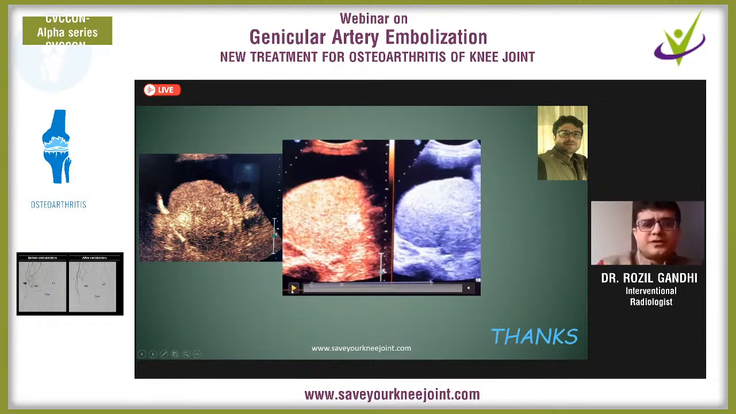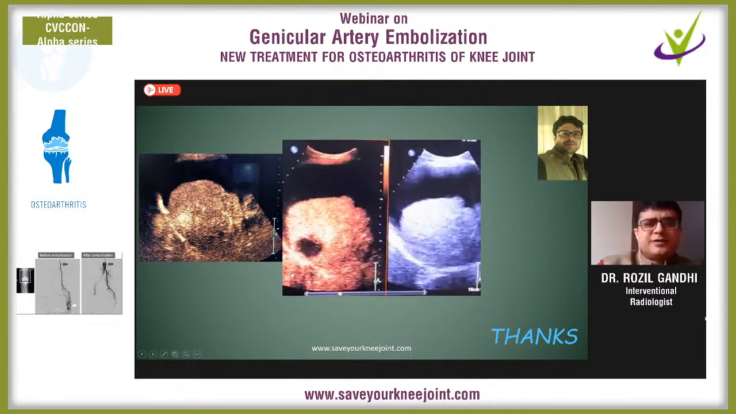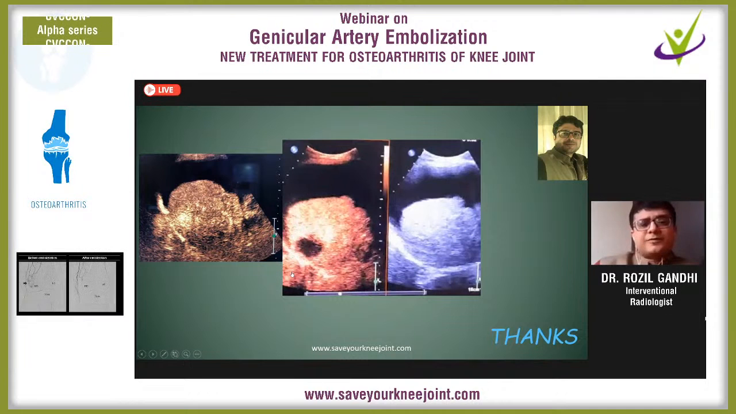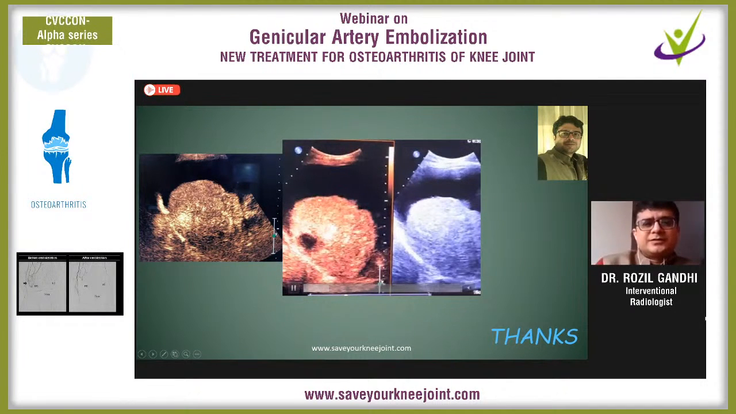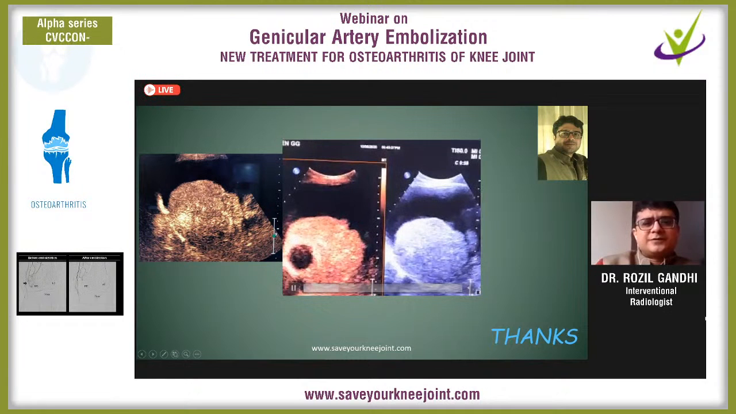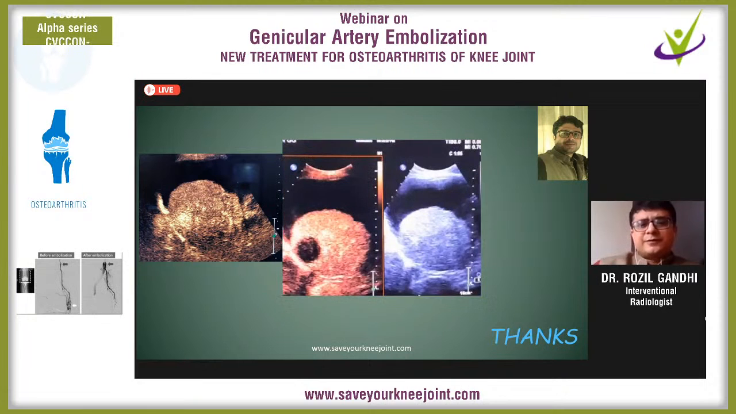This is an image of contrast-enhanced ultrasound. This is a hypervascular tumor, and this is post-ablation. No contrast uptake, suggestive of complete ablation. Just a few videos of interventional radiology to keep you entertained. And with this, I conclude my session.